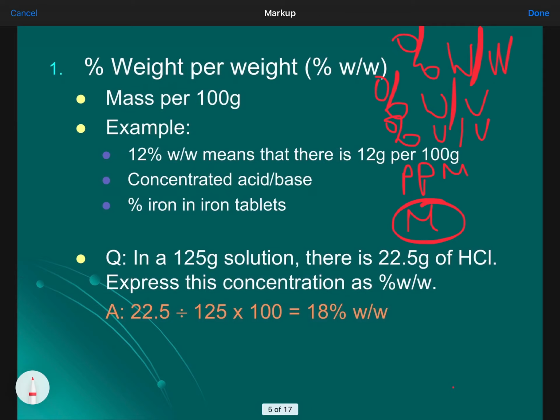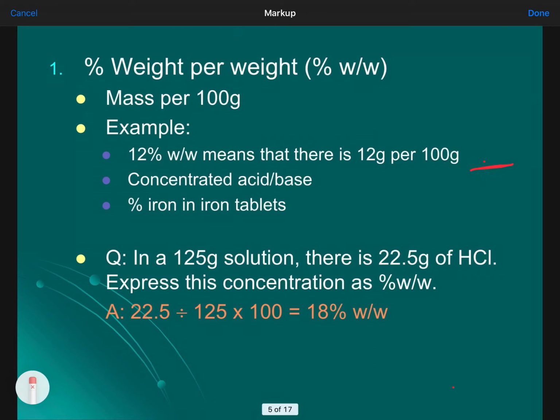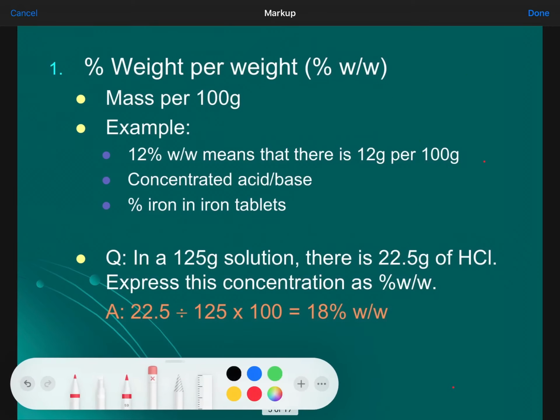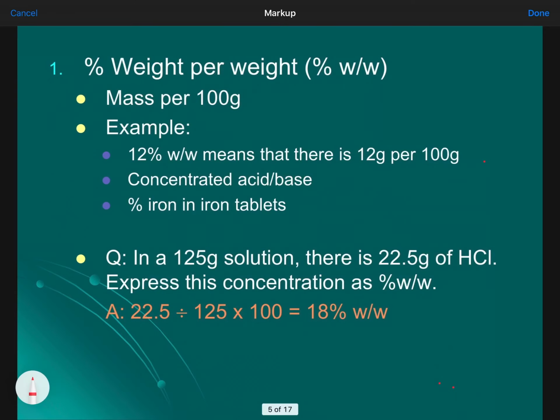You do need to know the percentages as well. Parts per million comes up a bit in the water chapter. Do you remember, where you're expressing concentrations of quite dilute solutions? You use parts per million for that, okay? So let's just revise quickly each method of expressing concentration, and then I'm going to do a few exam questions at the end.